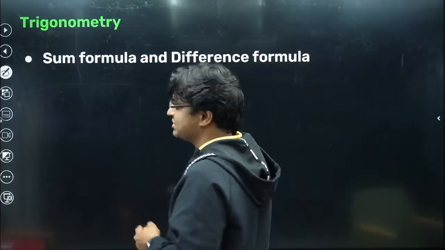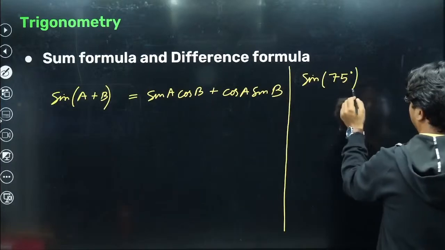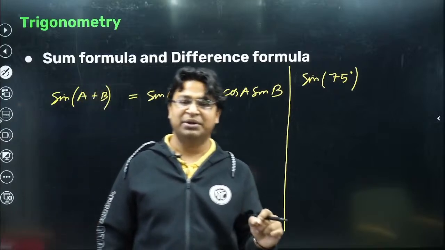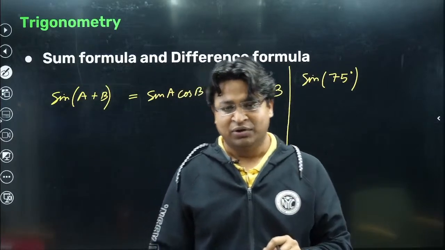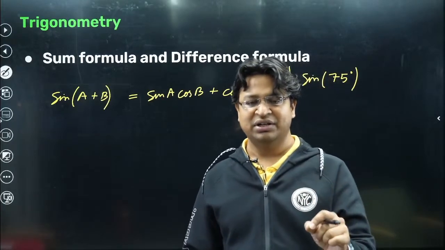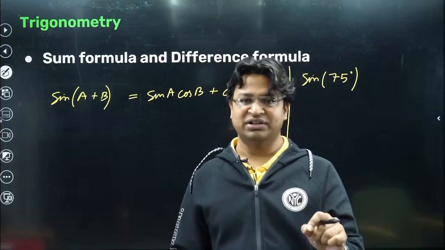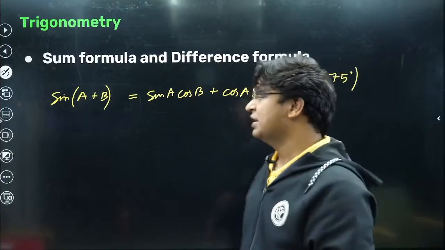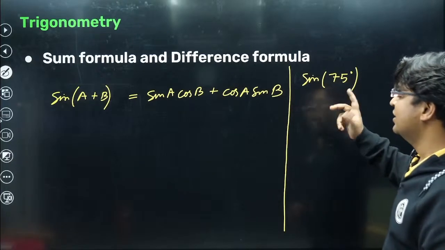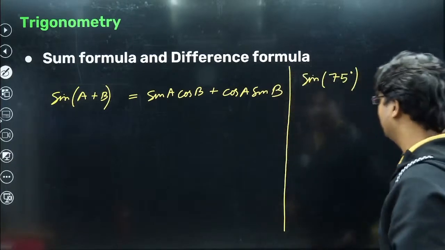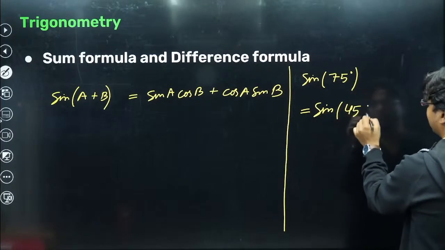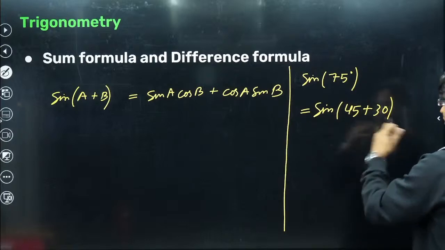So what do we mean when we say sum formula? Let's say I want sine 75. Now 75 is not one of the common angles that I mentioned in the table that I showed you in the previous session. The common angles were 0 degree, 30 degree, 37 degree, 45 degree, 53 degree, 60 degree, 90 degree. But 75 degree can be split into two angles which were part of our common angles. For example, I can choose to write 75 as 45 plus 30, or 30 plus 45, that's also fine.